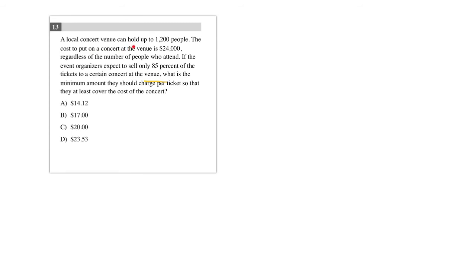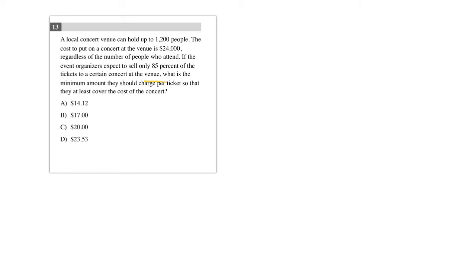Okay, a local concert venue can hold up to 1,200 people. The cost to put on a concert at the venue is $24,000, regardless of the number of people who attend. If the event organizers expect to sell only 85% of the tickets to a certain concert at the venue, what is the minimum amount they should charge per ticket so that they at least cover the cost of the concert?